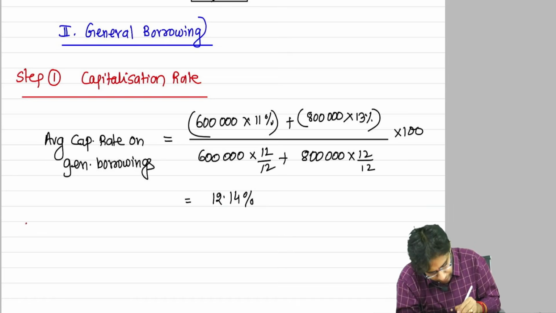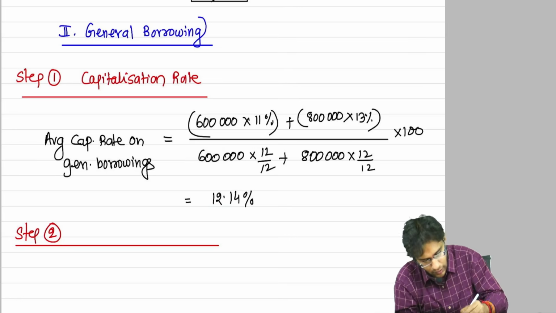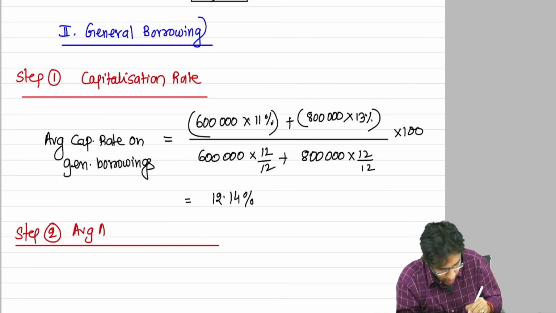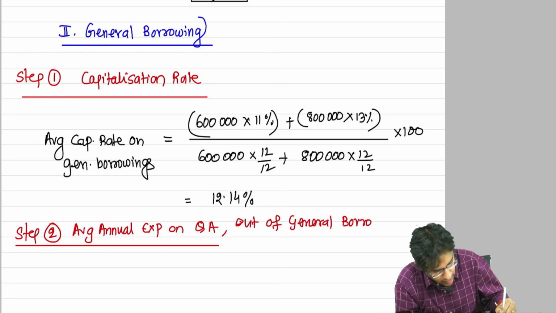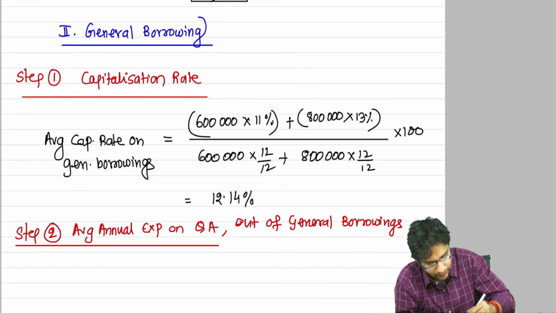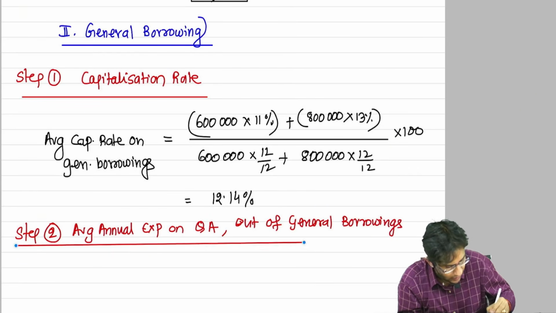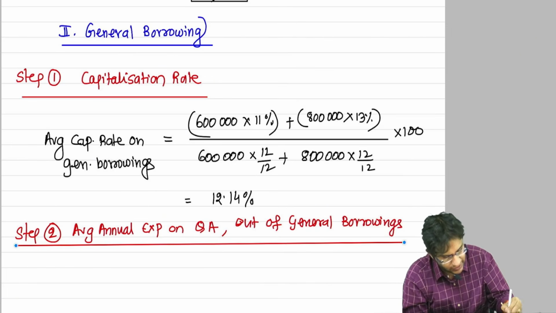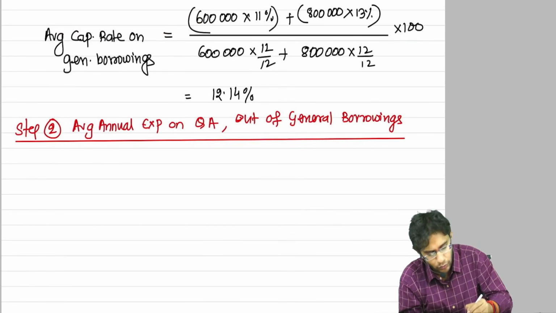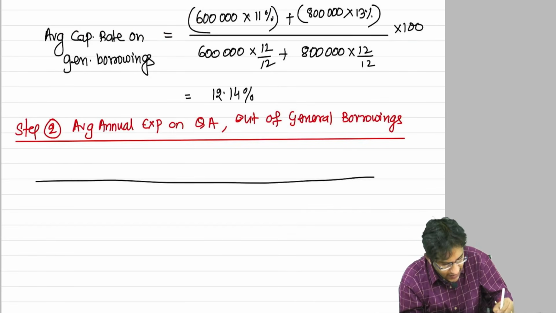Step number 2. Average annual expenditure on qualifying asset out of general borrowings. See, whatever money is spent on the project, in that how much is funded out of general borrowings, that I want to know on an average basis. Now how to do that? Whatever expenses they have given, list it down.